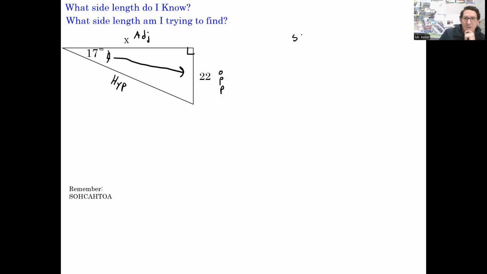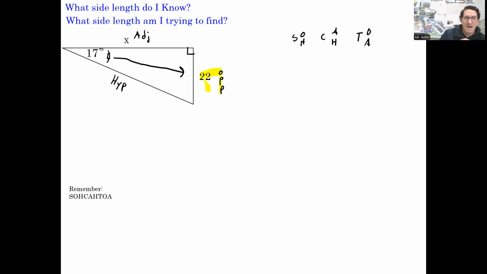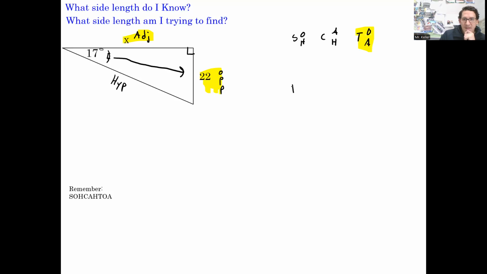So with SOHCAHTOA, what side length do you know and what are you trying to find? We know the opposite side. We are trying to find the adjacent. So opposite and adjacent, that is tangent, TOA. Let's set this up. So tangent of 17 is equal to the opposite 22 over the adjacent x.